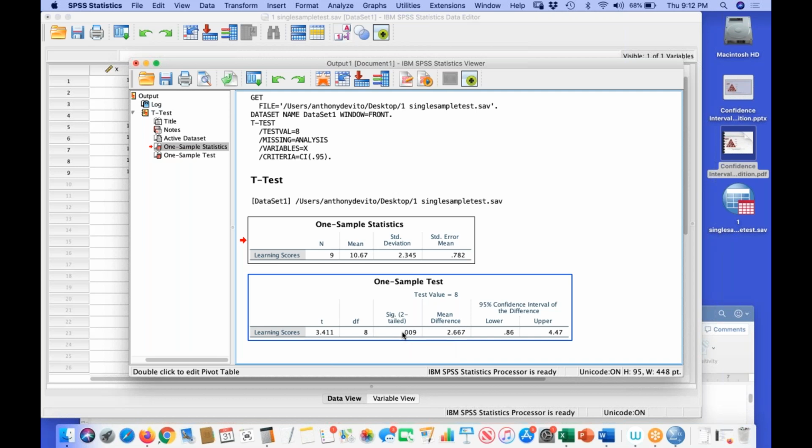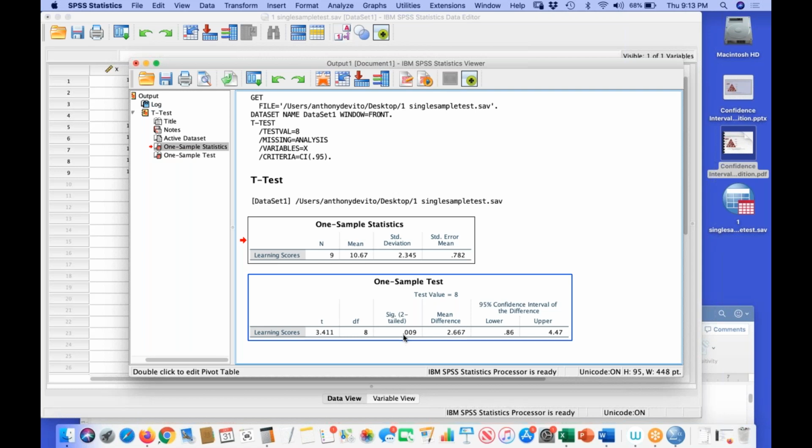In reality, you should not state it that way, that there's less than 1% chance or 0.009 chance. You state that there's less than 1% chance that you would get this extreme a difference between the two means. But it's still justification, since it's less than 5%, for rejecting the null hypothesis.